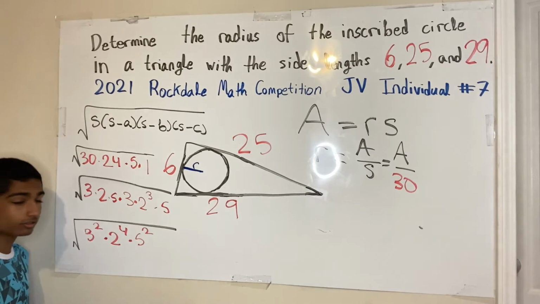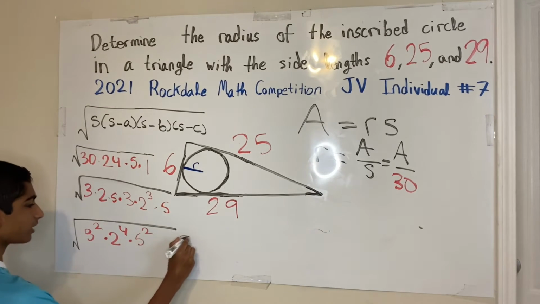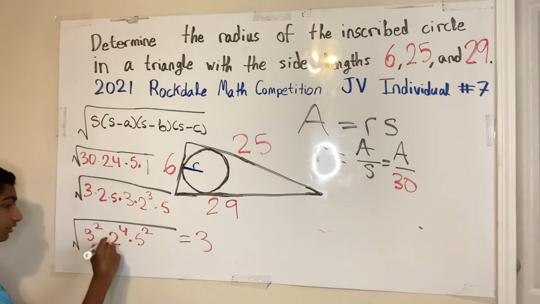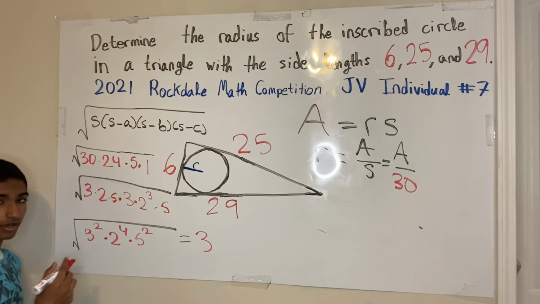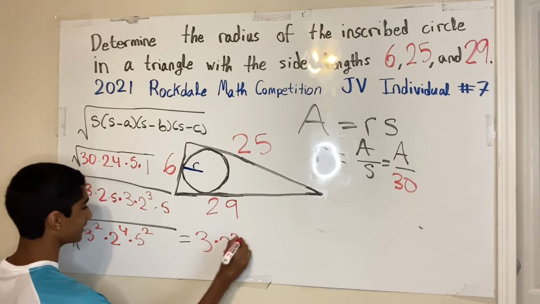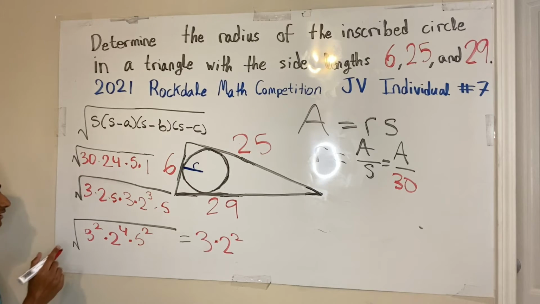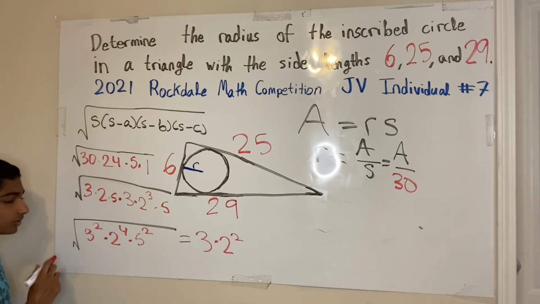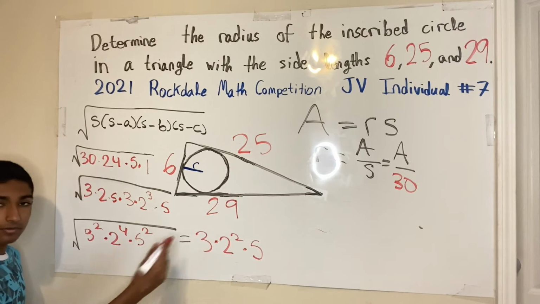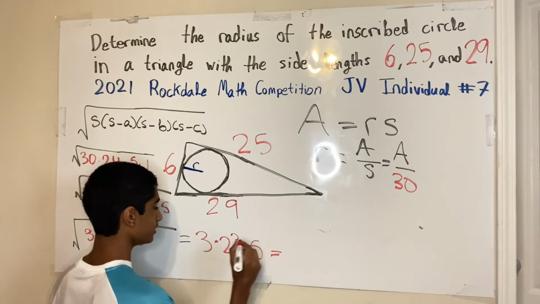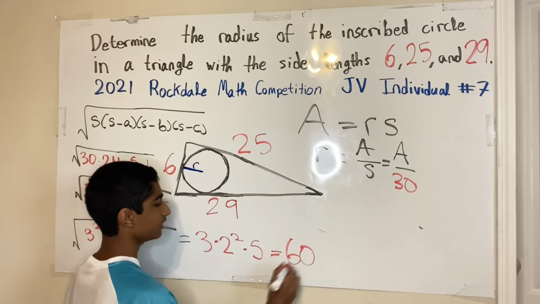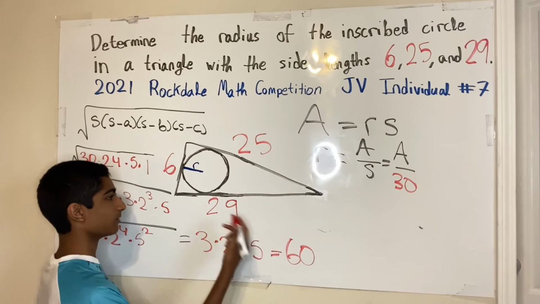Now we can apply the square root to this, and the squares cancel out. So 3 squared just becomes 3. 2 to the 4th just becomes 2 squared. I know that sounded confusing, but just go with me here. And then the square root of 5 squared is just 5. So now we can just multiply this, and we get 3 times 4 times 5, which is just 60. And now we have the area of the triangle, which is 60.